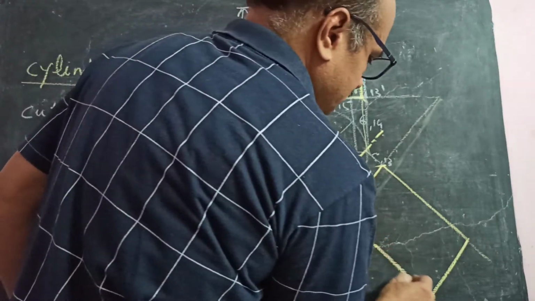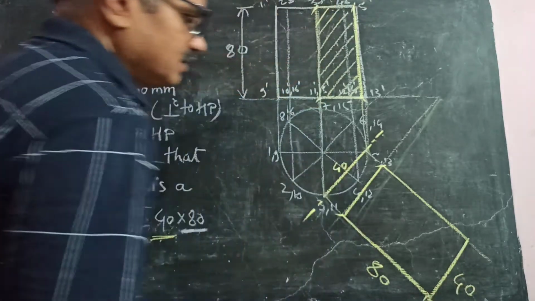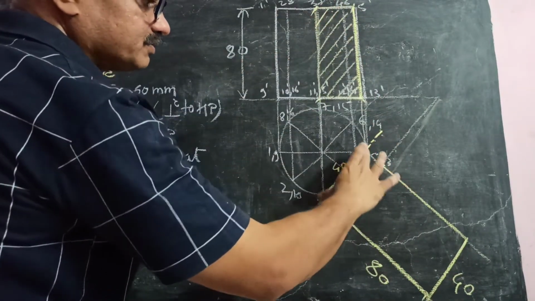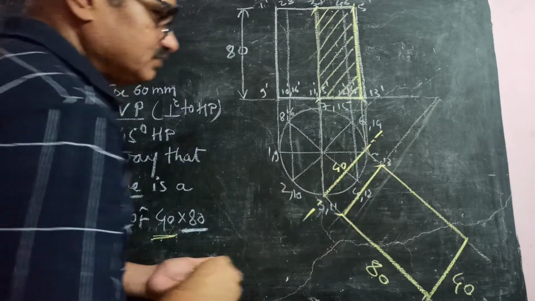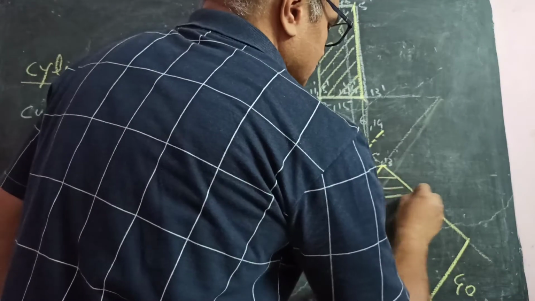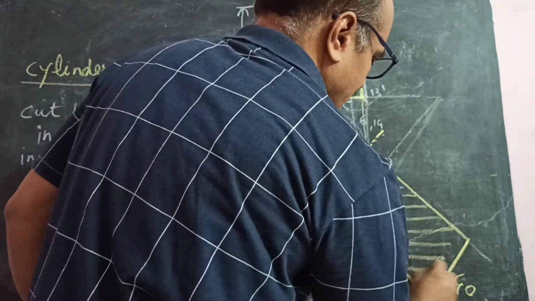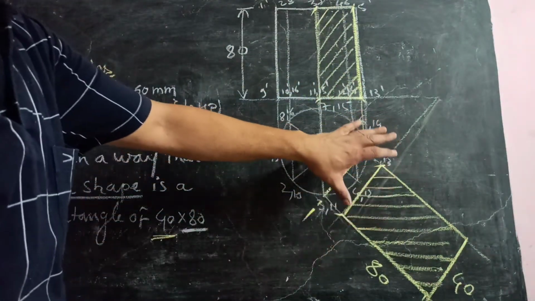So this will be the true shape. This will be 80 and this will be 40. This 80 comes from here and this 40 comes from here. So the length of the section plane line should be 40. Sometimes in the problem the true shape of the section is given, from where you have to draw the section plane line and you can draw the whole problem.